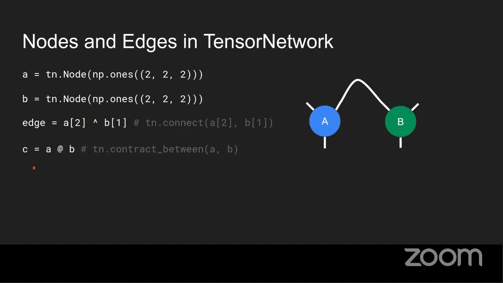When you contract them, the best way of doing it for the most part is to use either this @ operation or this tn.contract_between. These 2 operations are going to do the exact same thing. What this is going to do is find all of the legs between A and B and contract them together at the same time. And I'll be going over later in the presentation why that type of contraction is much more optimal than doing it 1 leg at a time.